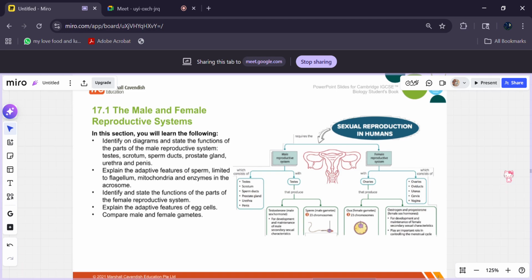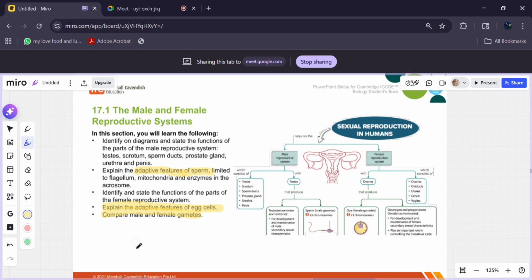Now we're going to start with section 17.1, the male and female reproductive systems. In this section, we're going to learn about the functions of the parts of the male reproductive system and the functions of the parts of the female reproductive system, and we're going to explain the adaptive features of egg cells and sperm cells, and also compare the male and female gametes.